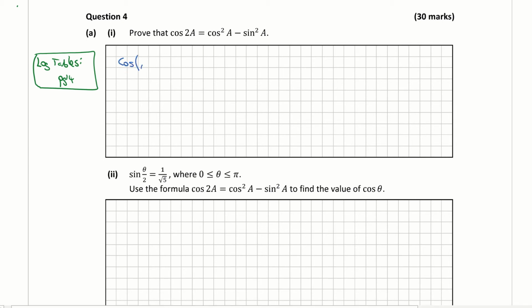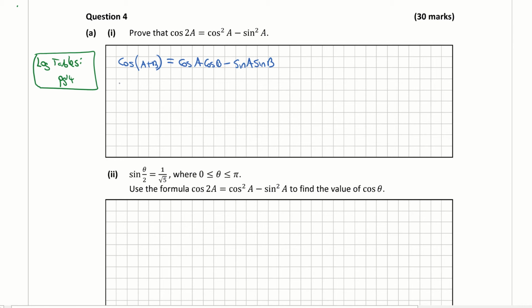On page 14 in the log tables, I'm going to use cos (A plus B). This is the compound angle up the top left-hand corner of the log tables, and it is equal to cos A cos B minus sine A sine B. So that's what I'm going to use here.